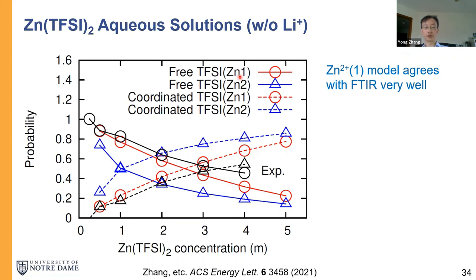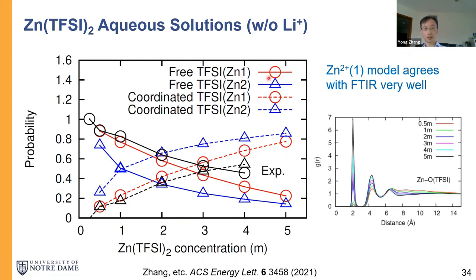So that's really interesting. Before I move on, I want to mention that when we calculate this probability, we realize we have to consider the second solvation shell between zinc and oxygen. You can see here in this g(r), this first peak is really sharp and well-defined. The second peak is also a very sharp, well-defined structure.